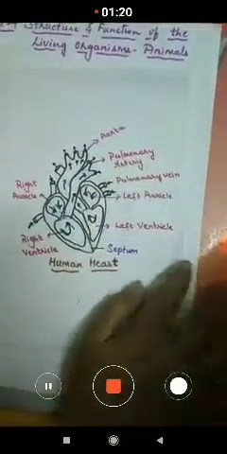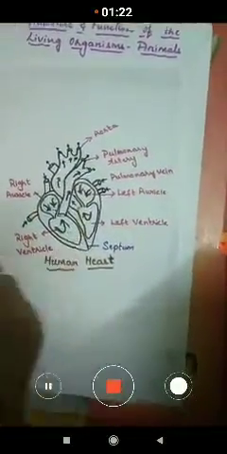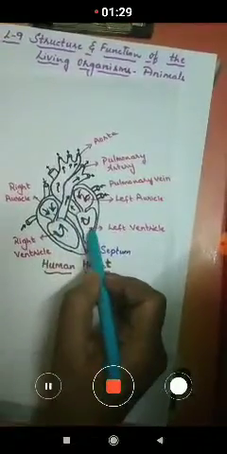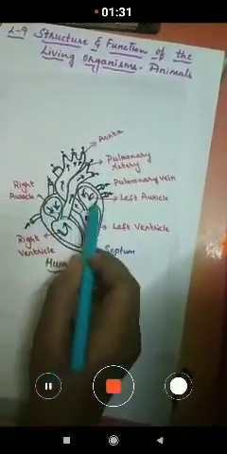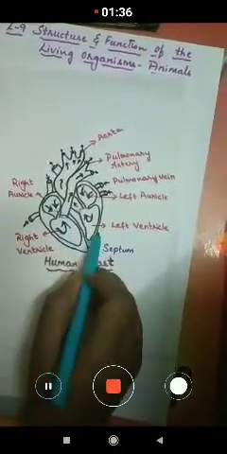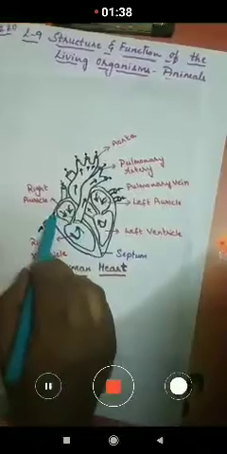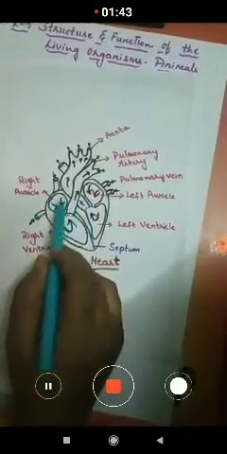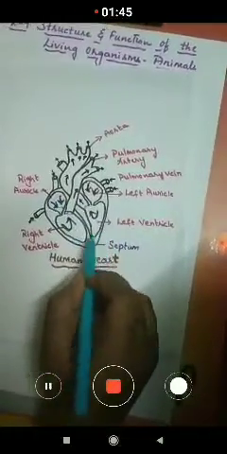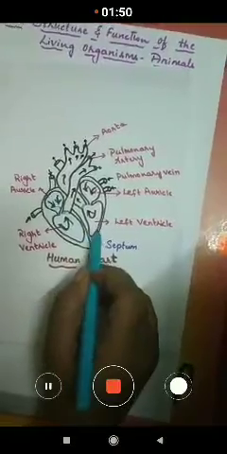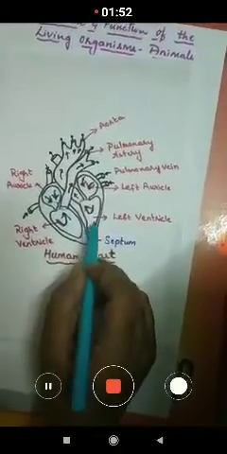Now when we take up the structure of the heart, we have four chambers. Here we can observe the four chambers of the heart, the upper two chambers and the lower two chambers. The upper two chambers are called auricles and the lower two chambers are called ventricles. The upper two chambers are called the receiving chambers as they receive the blood, and the lower two chambers are called distributing chambers as they distribute the blood.